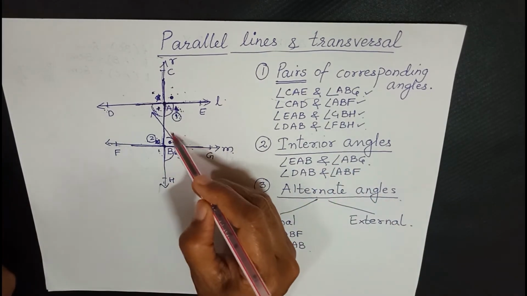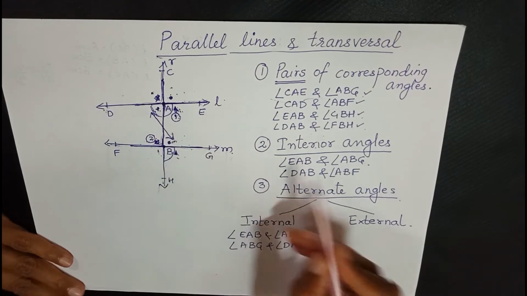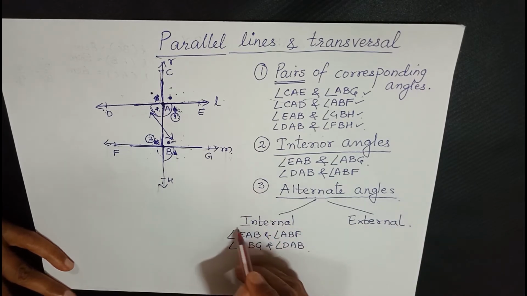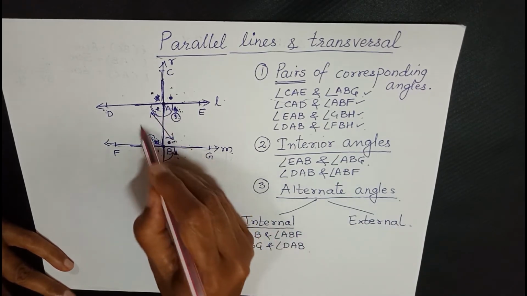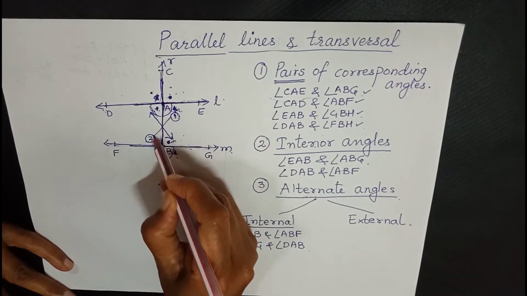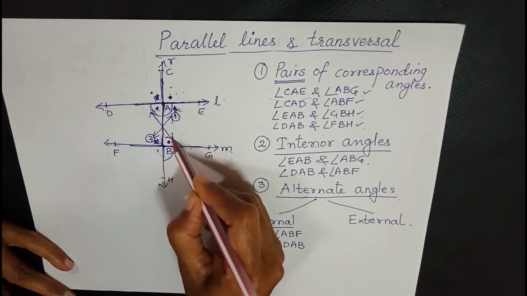Interior is on the same side. So these two are interior angles, these two are interior angles. The meaning of alternate is leave one angle and take the next. So we are talking of interior, that means only these four angles. So I start from here, I leave this angle and I come here. So I get these two as alternate angles. Similarly, these two are alternate angles.